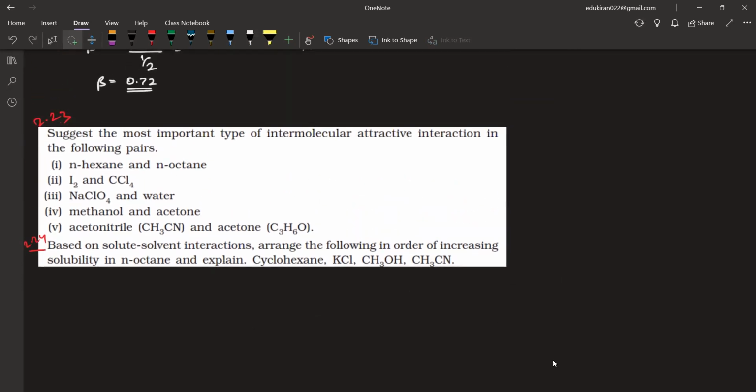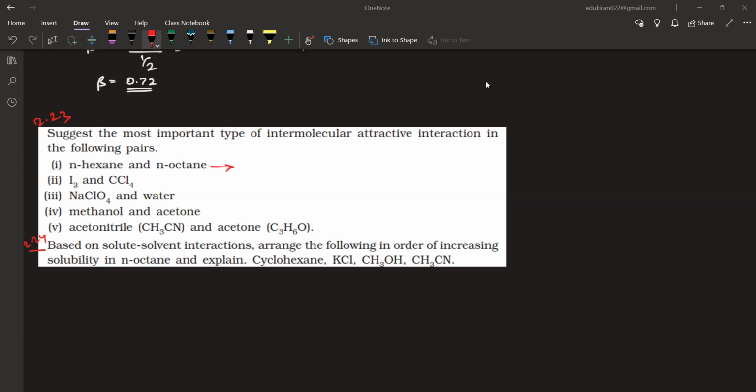What type of intermolecular force of attraction will be present between these two? दोनों क्या है यहाँ पे? Hexane and octane, these two are polar या non-polar? Non-polar. Then what will be the IMF? Hamza, Hiba, आ रहा है कि नहीं आ रहा है? Yes or no? Dispersion forces. Yeah, correct. Yes, Hamza and Hiba.